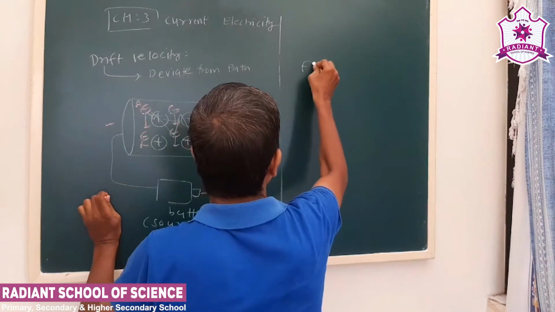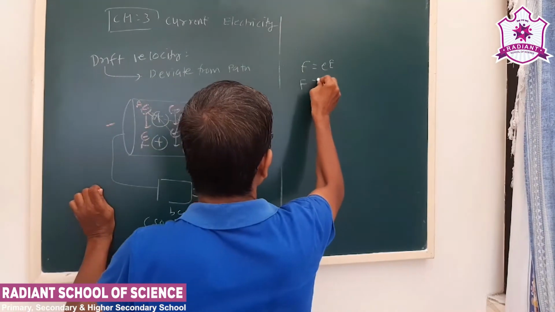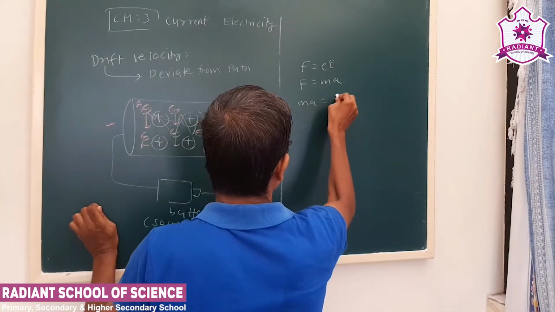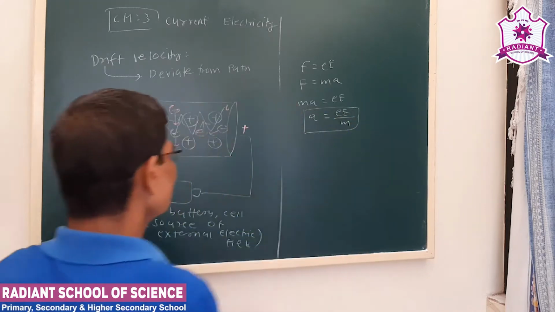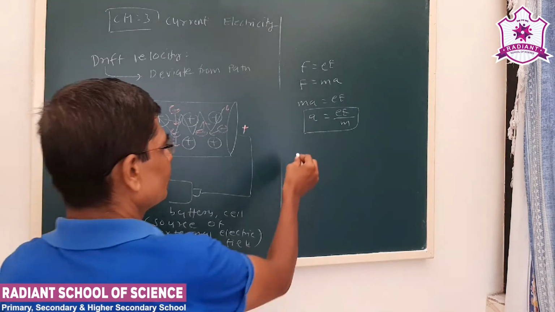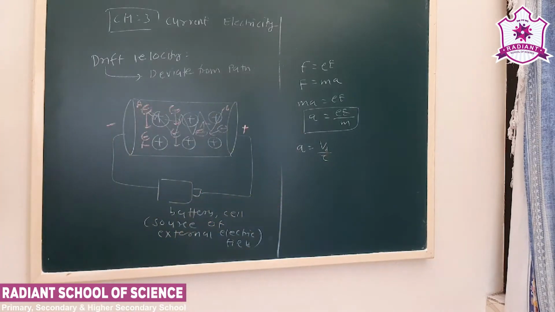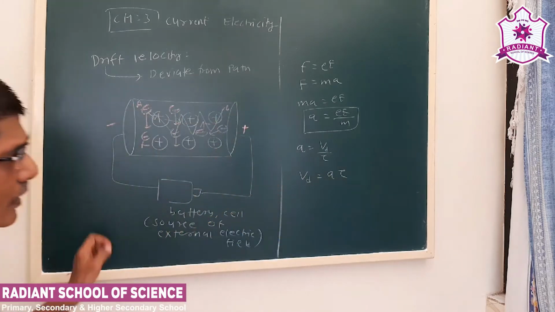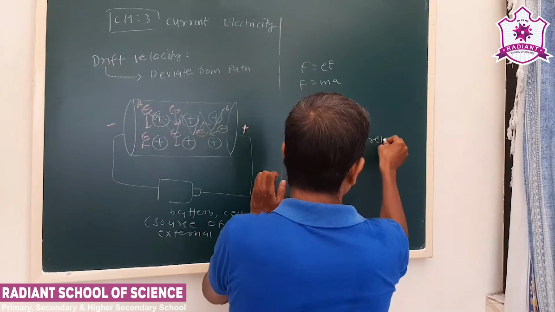So we say F is equal to eE. Now because of this force, electron will have accelerated motion. So ma is equal to eE, so a is equal to eE/m. This is the acceleration by which the electron will be attracted. Now we know acceleration is velocity upon time. This acceleration is Vd upon tau. Now this Vd is nothing but our drift velocity. Instead of taking small t as time, here we have taken tau as the relaxation time.